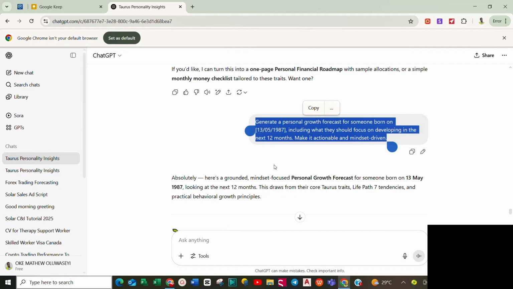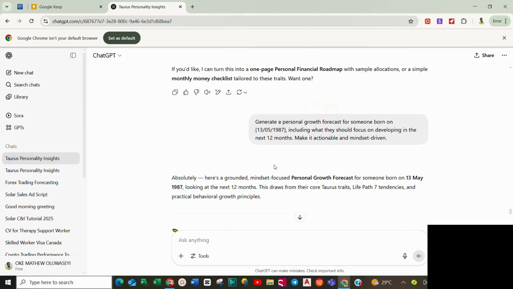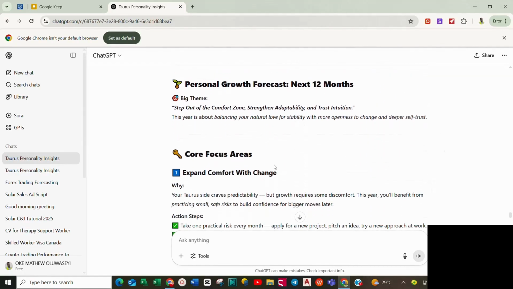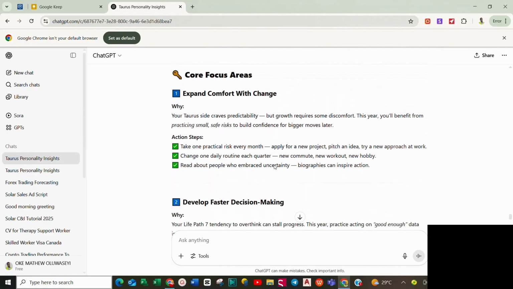So you put your date of birth, include what they should focus on developing in the next 12 months, and make it actionable and mindset driven. So AI, based on the data I put, gave a personal growth forecast for the next 12 months. It said the core focus area is to expand your comfort zone, and it listed the steps to be taken: take one practical risk, change one daily routine each quarter, read about people who embrace change.